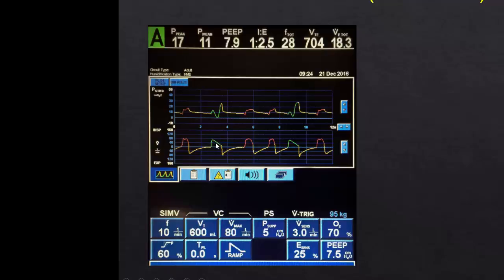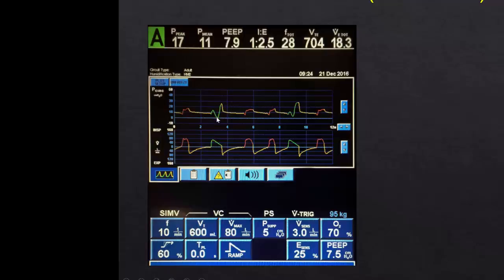The mandatory breaths are just like assist control. We pick the flow pattern. We pick the maximum flow at 80 is what we picked on this patient, and we picked a ramp flow curve, which is right over here. We'll get to this later, but you can see the patient's not doing very well. They're having a very large negative pull in the middle, and we're going to talk about this later.